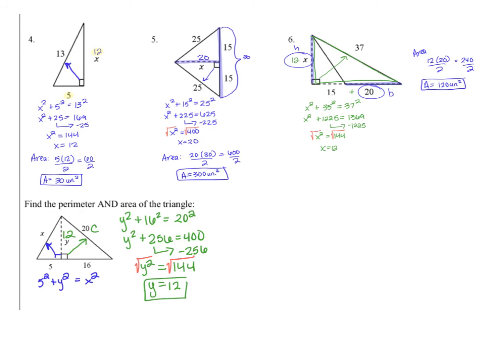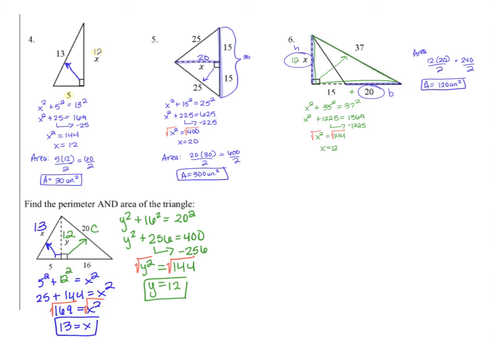Now that I know that, I can replace this y squared with the 12 squared. So I'm going to substitute the 12 squared in, and now I can solve for x. 5 squared is 25, 12 squared is 144, and then x squared is what I'm solving for. 25 plus 144 is 169. And then to solve for x, we're going to take the square root of each side. This gives me an answer of 13 for x.